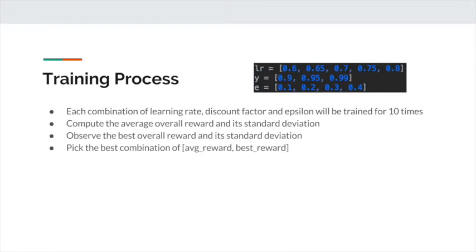Tuning parameters is inevitable for every machine learning problem. I try to find the best combination of learning rate, discount factor, and epsilon. To evaluate how a combination performs, I follow these disciplines. Each combination will be trained 10 times. Compute the average overall reward and its standard deviation. Observe the best overall reward and its standard deviation, and then pick the best and most stable combination.